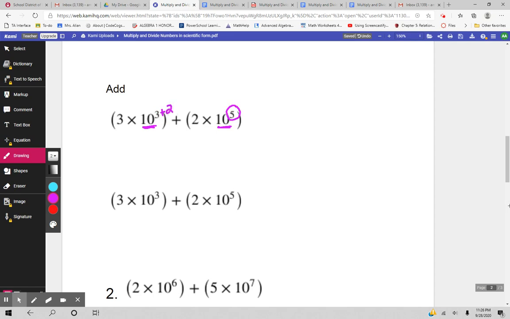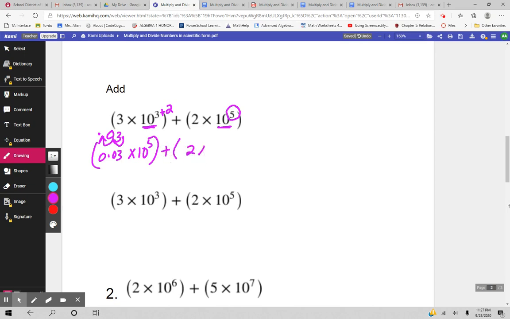But if I just made this power larger, I've got to make this number smaller, because basically I multiplied by 100 here. So if I added 2, that means I have to move the decimal from where it's at right now behind the number 2 places to the left. 1, 2. Giving me 0.03 times 10 to the 3 plus 2, which is 5. Okay, now we have matching powers.